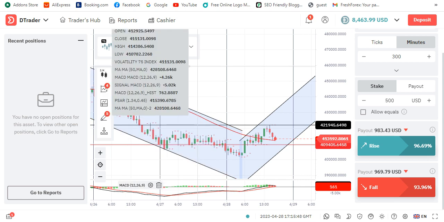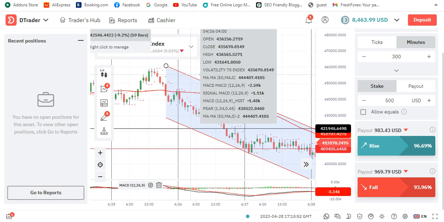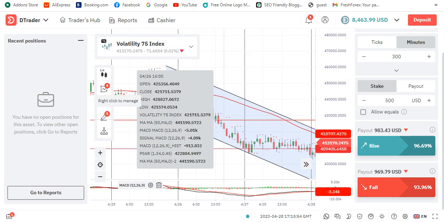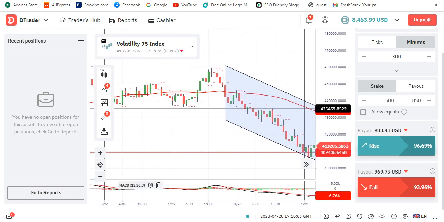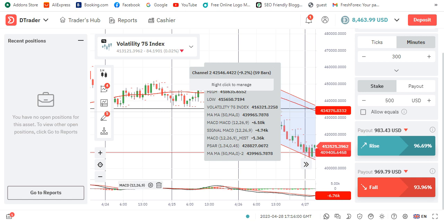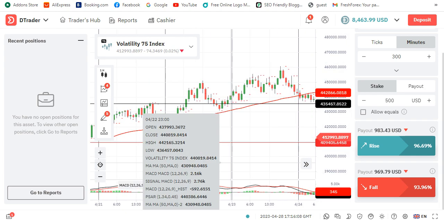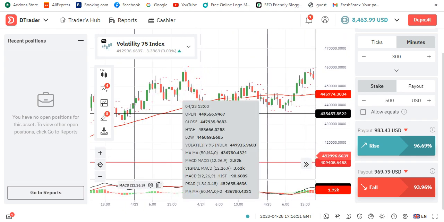So I like this trading strategy because it has some level of confidence in trading and level of assurance. You can see this channel I drew. You can see the channel here again. So I wanted to show you the previous market, what happened in the previous market.